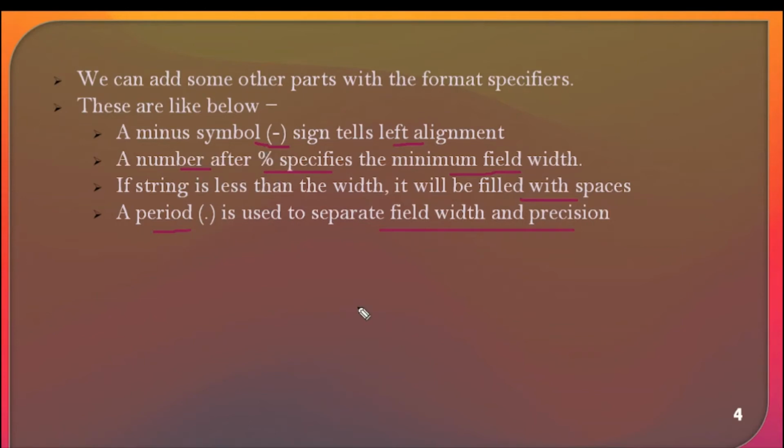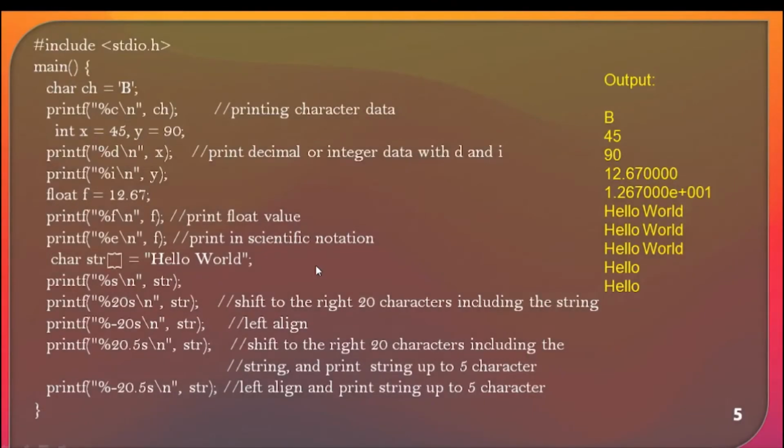For example, to separate the field width and precision, we can use the dot or period symbol. If we use a number after the percent sign, we can specify the minimum field width. If you want to align the text to the left, then use the minus symbol. Okay, this is an example of using these different format specifiers.